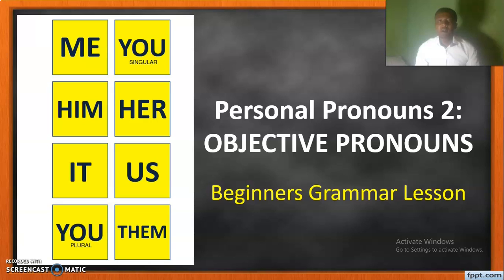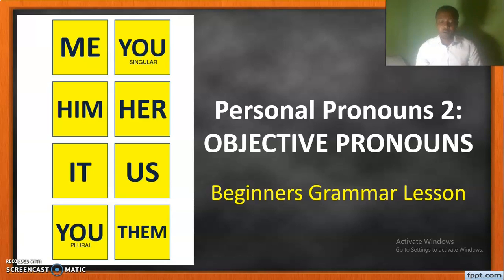Today we are going to talk about personal pronouns, and it's going to be about objective pronouns. This lesson is very important for those of you who are beginners. In this lesson we are going to talk about the meaning of object pronouns, and then how to make object pronouns. The basic differences between subject pronouns and object pronouns will be covered, and the use of object pronouns with brief examples is going to be given to you again.